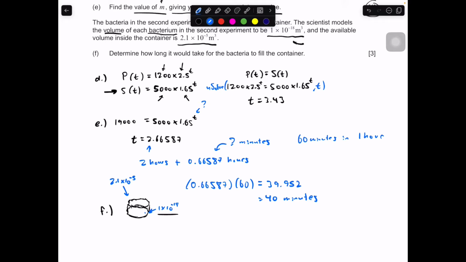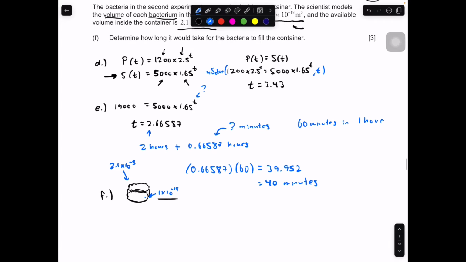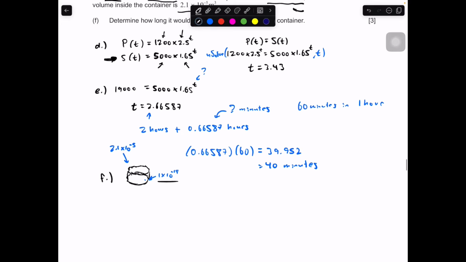Okay, so let's try to convert this S of t equation right here into not just the number of bacteria, but the volume of the bacteria. So the overall volume of the population is going to be the population times the volume of the individual bacterium. If we know the size of one, and we know how many there are, we know the total size. So let's write an equation for the volume of the bacteria as a function of time.